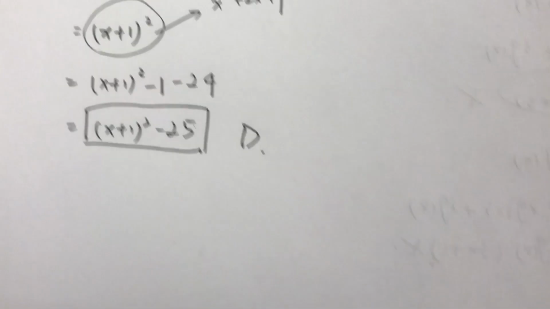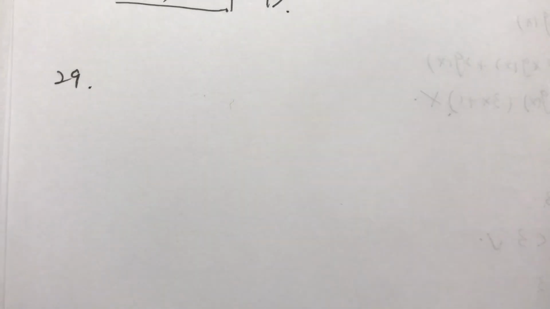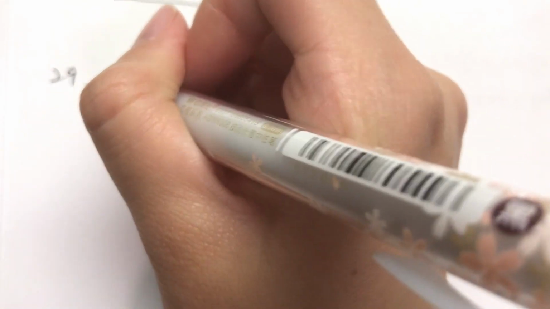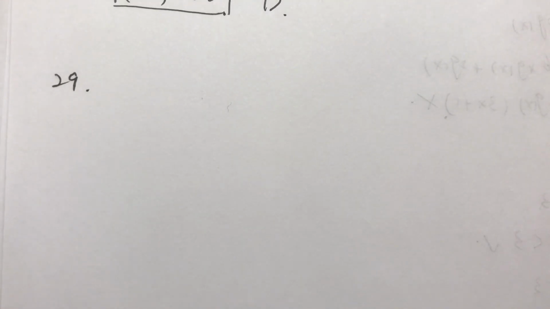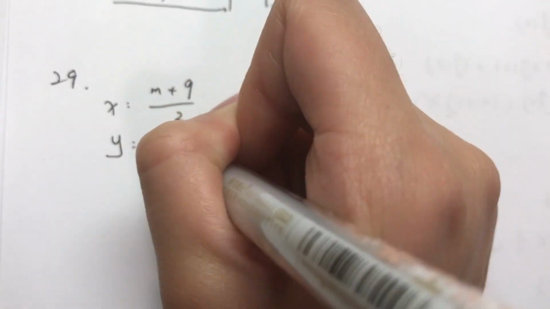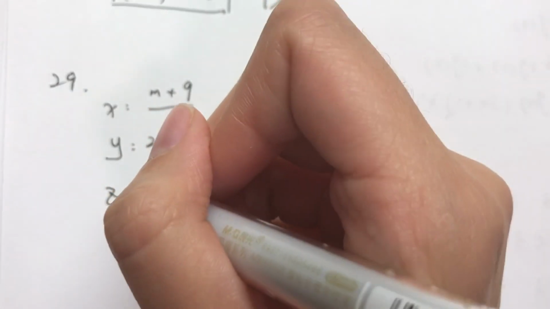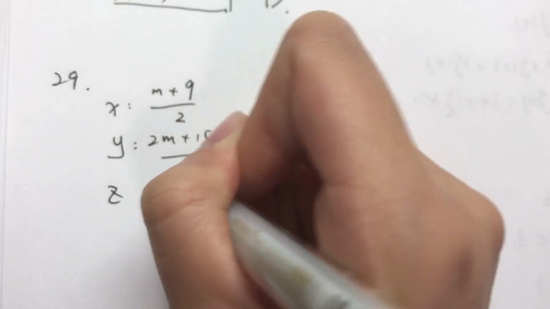Okay, so then we move on to question 29. If x is the average of m and 9, y is the average of 2m and 15, and z is the average of 3m and 18, what is the average of x, y, and z in terms of m? So x is the average of m and 9, y is the average of 2m and 15, z is the average of 3m and 18.